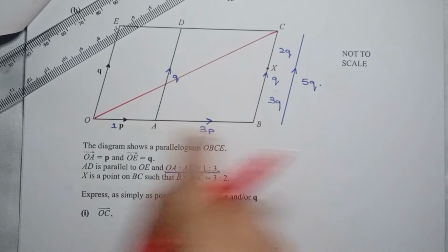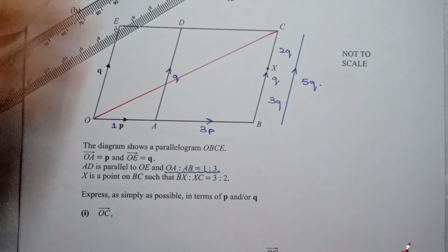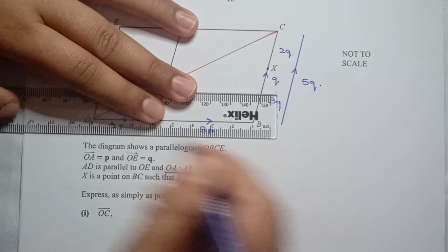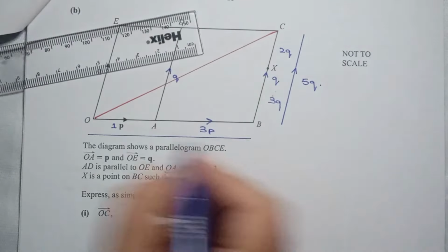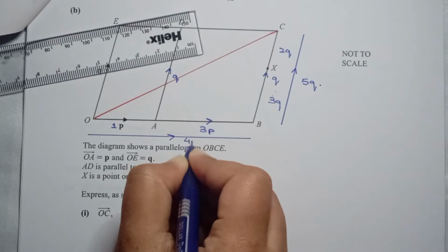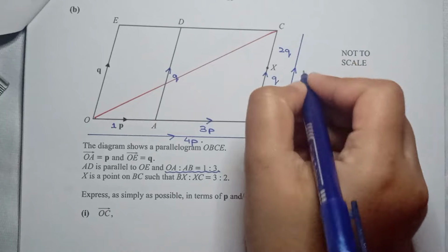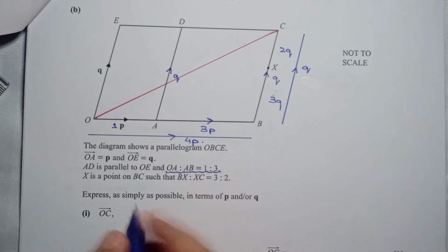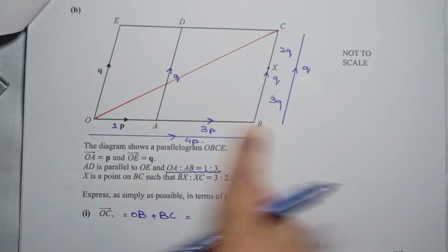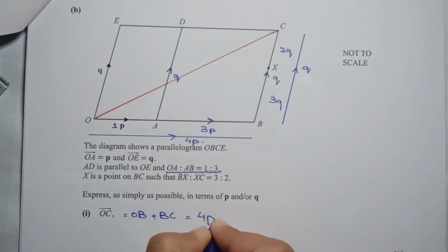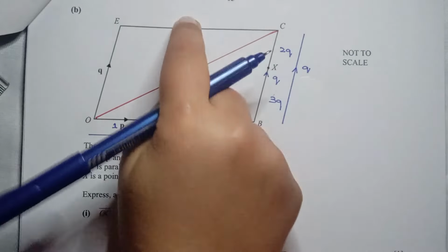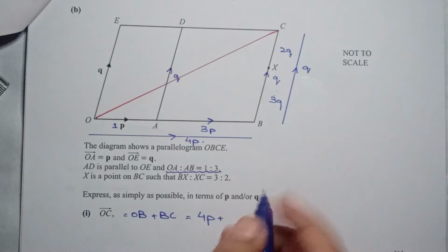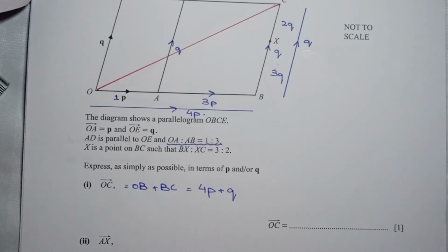OB, the total, would be 4P. The total O to B is 4P. When going B to C, the direction is just Q. So O to C is OB, that is 4P, plus BC. O to B is 4P plus B to C. A to D and O to E are parallel, so it is just Q. Right, so the answer would be 4P plus Q.